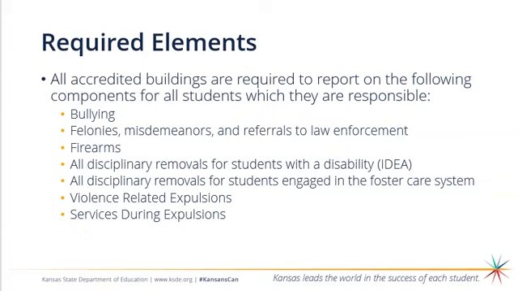In the event of felonies, misdemeanors, and referrals to law enforcement, if an incident results in a report to law enforcement, the location of this incident must be selected and users must indicate whether an arrest or referral was a result of the report to law enforcement. Further, firearms. If an incident involves a firearm, users must indicate whether the student was a student with a disability at the time of the incident and must select the disciplinary outcome relating to the firearm incidents.